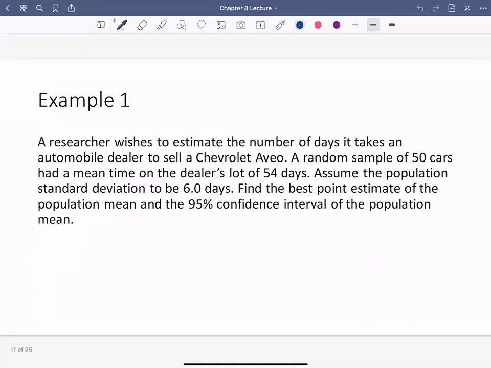So first, let's read it. The first just kind of tells our general idea. Next says a random sample of 50 cars. This is our sample size, so this is our N. Next, it says had a mean time on the dealer's lot of 54 days. This is our X bar. It's the average time that a car sits on the lot. The population standard deviation is 6 days. So right here is your sigma. And then lastly, the 95% confidence interval tells you, if you remember, it was 1.96.